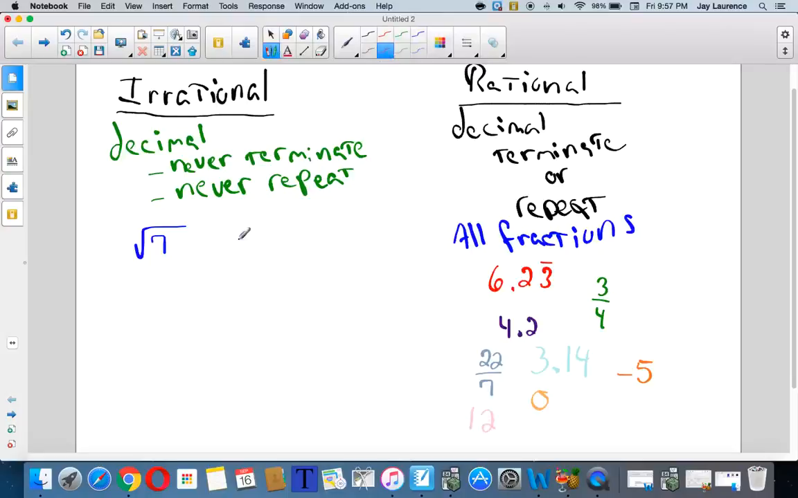Another example could be like 6.412 with the dots after. That is a decimal that goes on forever. It doesn't terminate and it doesn't repeat. There's no pattern to it. Okay, that's another way to express an irrational number. And there's actually lots and lots of irrational numbers.